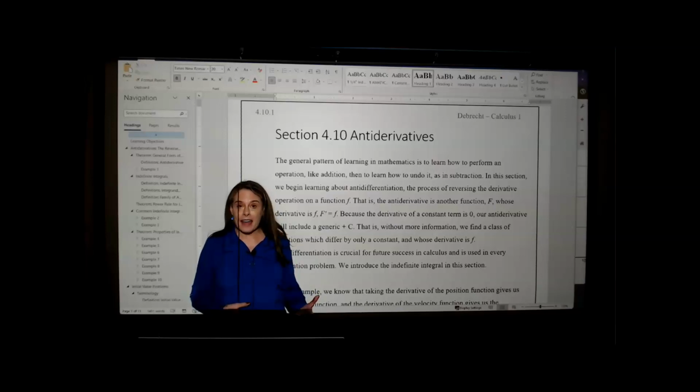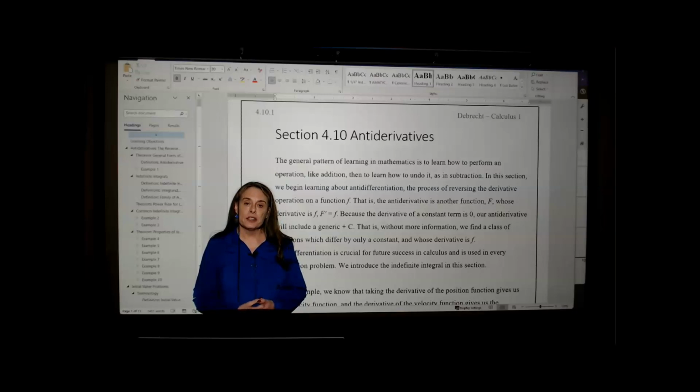We learn to add in first grade and subtract in second, multiply in third and divide in fourth. We've learned earlier this semester to take the derivative. Now we want to talk about how to undo the derivative. This process, antidifferentiation, will give us something called the antiderivative.